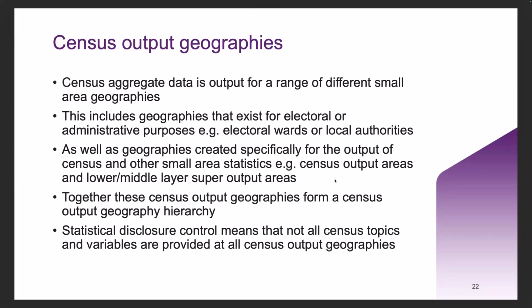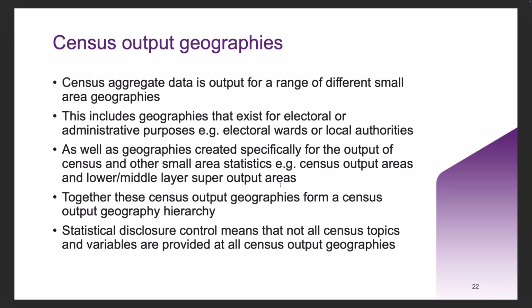In terms of the census output geographies, as I said before, the census aggregate data is output at a range of different small areas. So I said we download the data at ward level. You can also get data at what they call output areas, lower super output areas, or middle super output areas. Together these different output geographies form a census geography hierarchy, from the smallest, the output area, up to LSOA, to MSOA, to ward, to district, to county, to country, to nation.